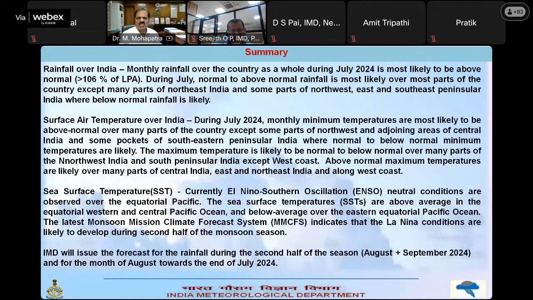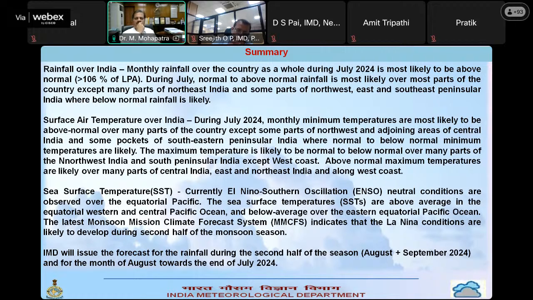So this is the summary. What I want to say is that monthly rainfall for July is likely to be above normal, that means more than 106% for the country as a whole. And above normal rainfall is likely over most parts of the country, except many parts of northeast India and some parts of northwest, east and southeast peninsula. Surface air temperature over India during July, monthly minimum temperatures are most likely to be above normal over many parts of the country.